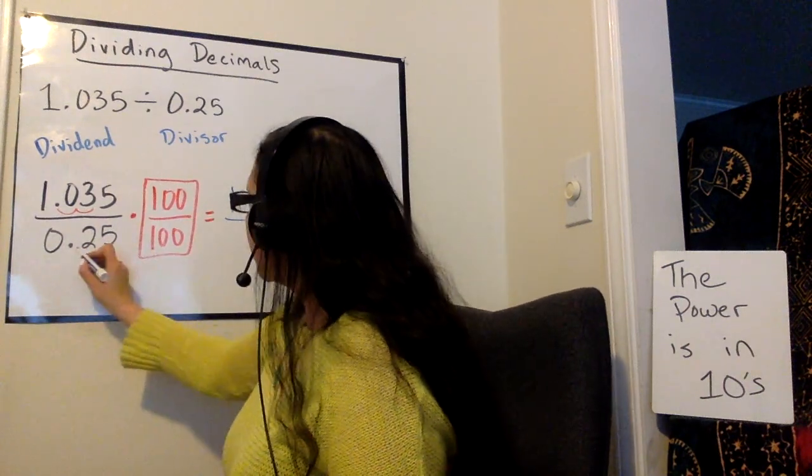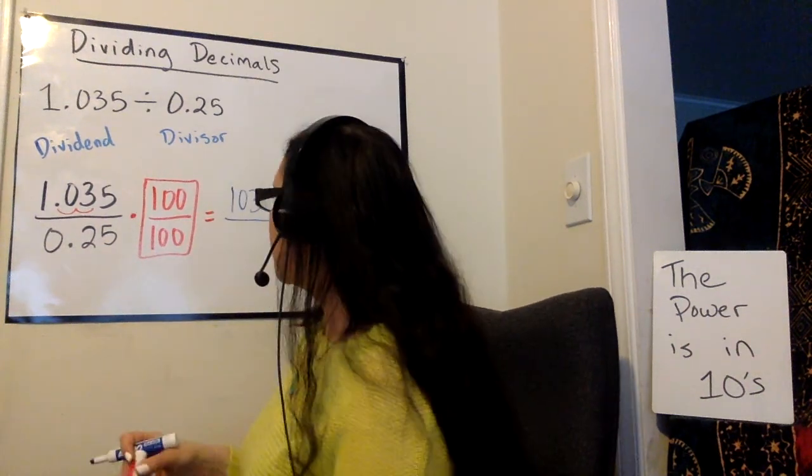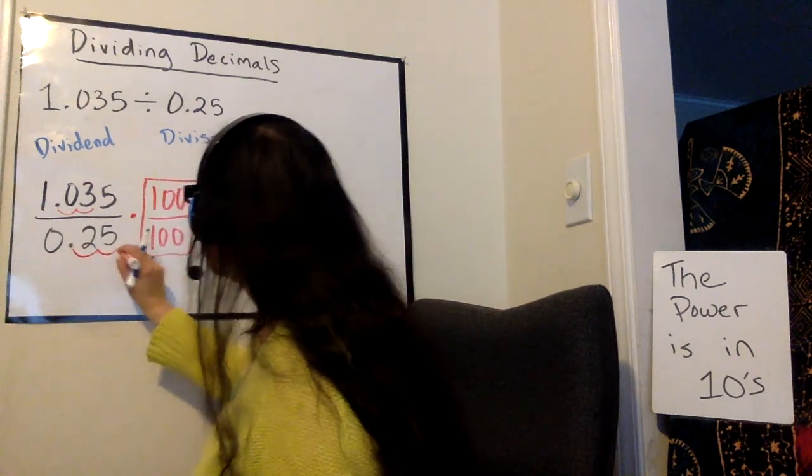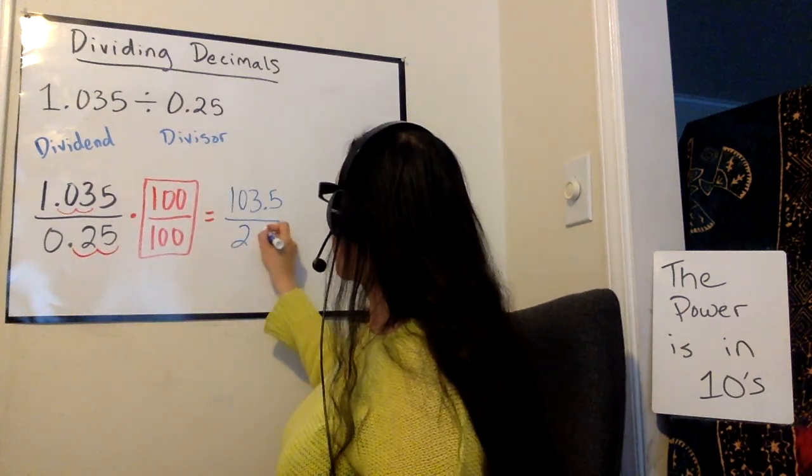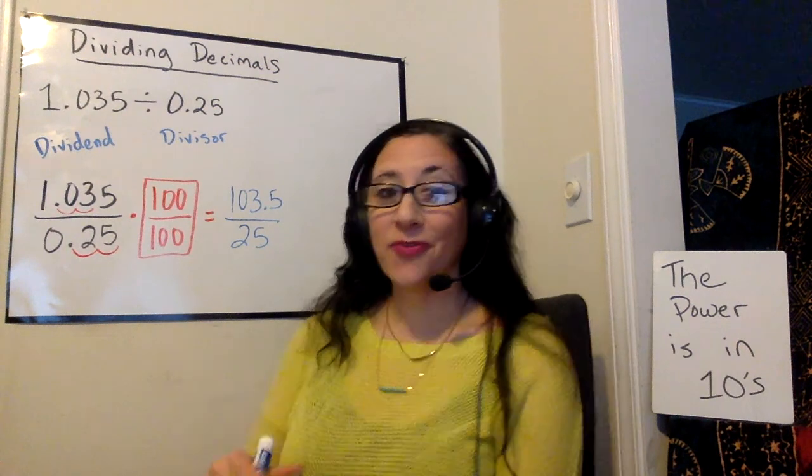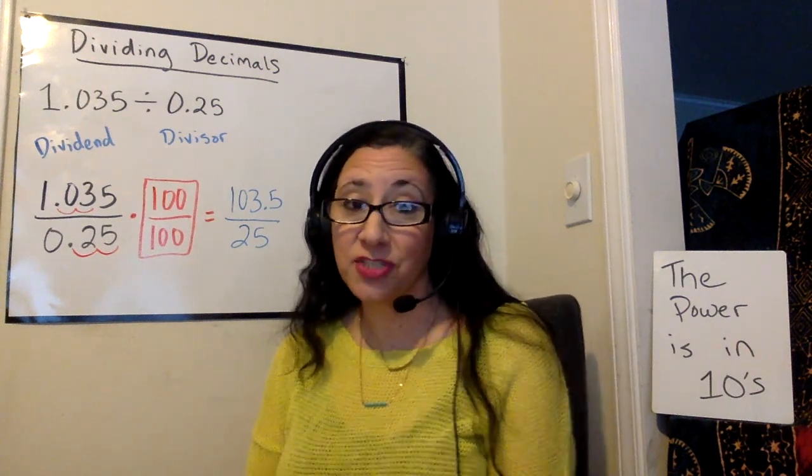My denominator, the decimal point is also going to move 2 times to the right, okay? And that's what I want. So I'm going to end up with a 25. And that's a whole number, so I'm good. Now I can do the division, okay?